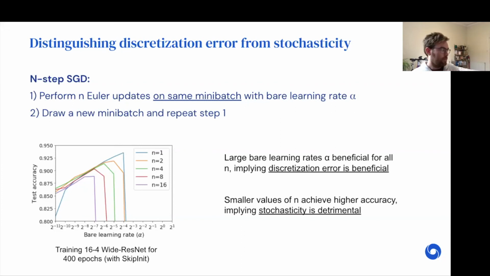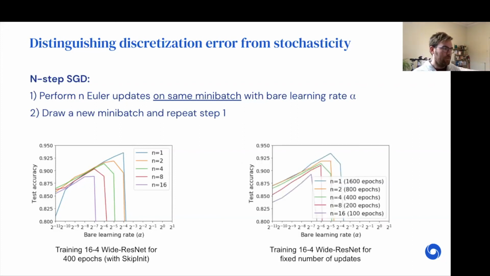So essentially, we're confirming here that it is the discretization error that's driving the benefit of SGD. It's not the fact that you're effectively on a time varying loss. And actually, this property of training on a time varying loss seems to be detrimental. It's only the discretization error that's helping.